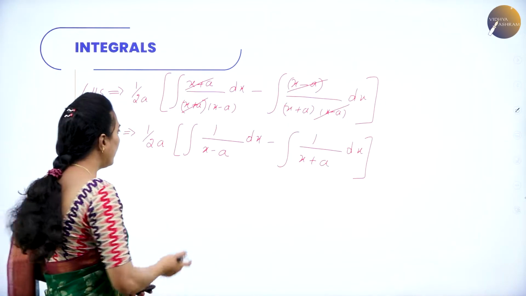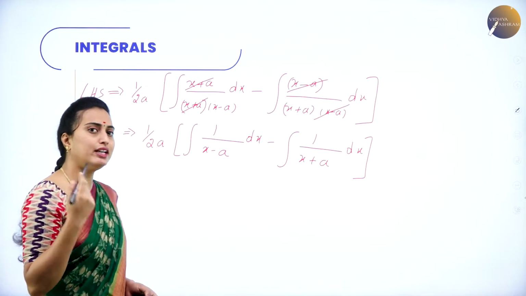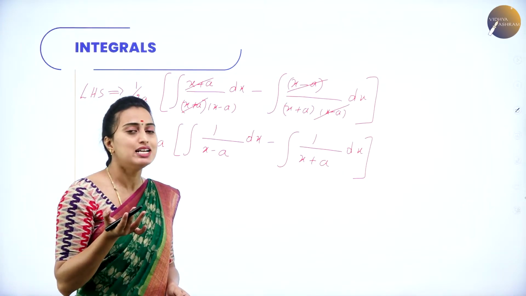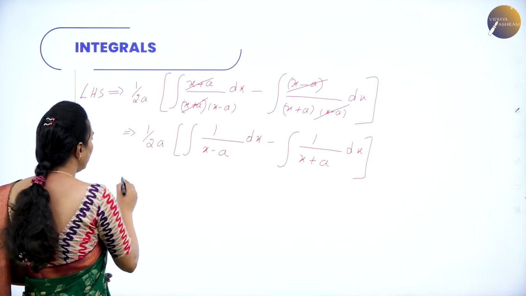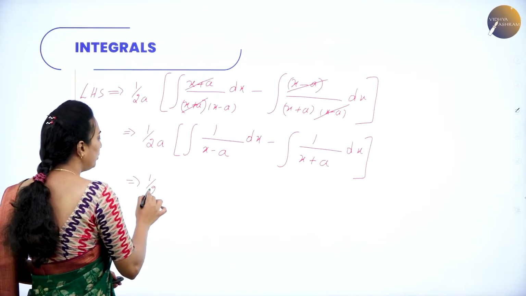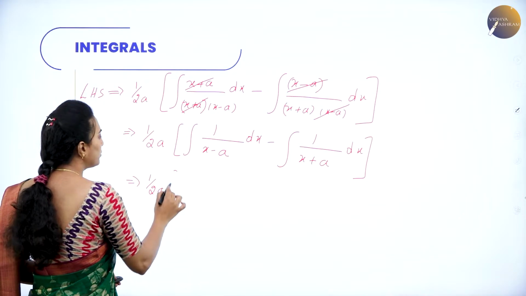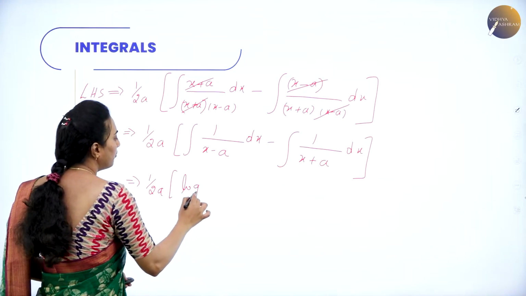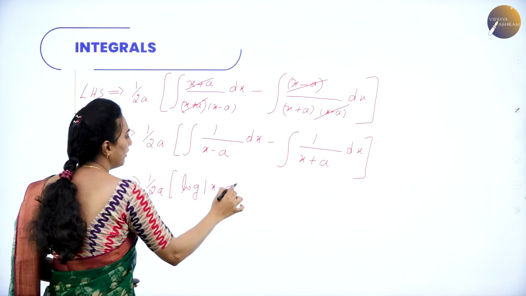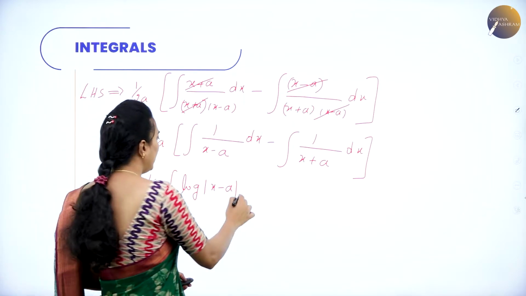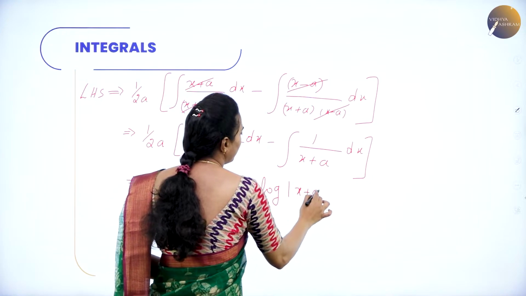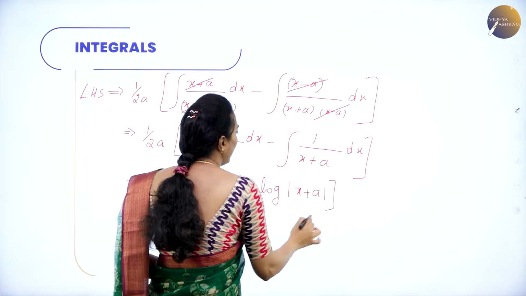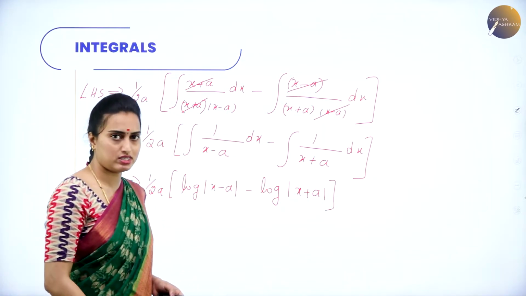So here the coefficient of x is nothing but 1, and dividing by 1 gives you the same thing. So no need to worry about the denominator. Now you have 1 divided by 2a into the integral of this, which gives log of modulus of x minus a divided by 1, minus log of modulus of x plus a divided by 1. The coefficient of x is 1 in both.